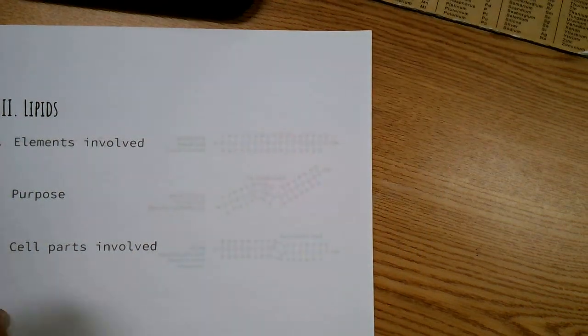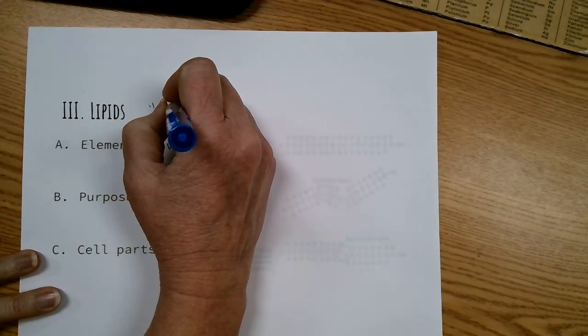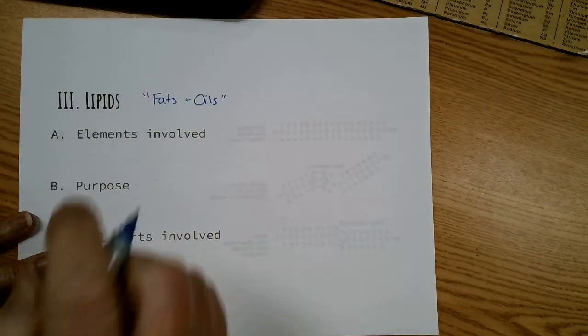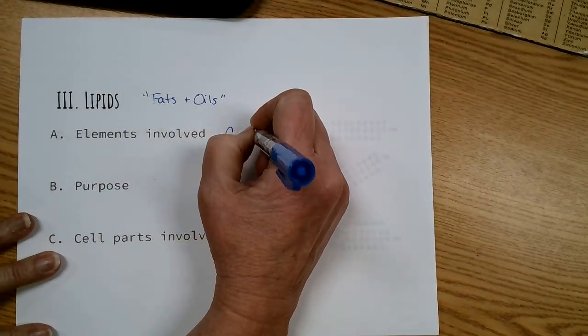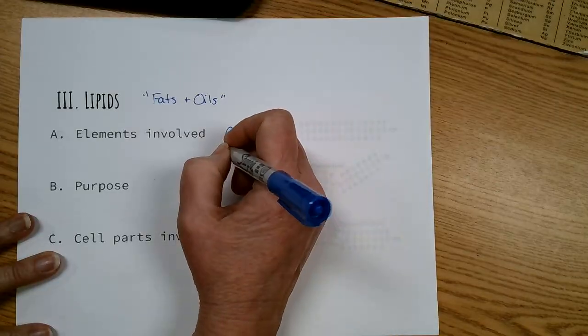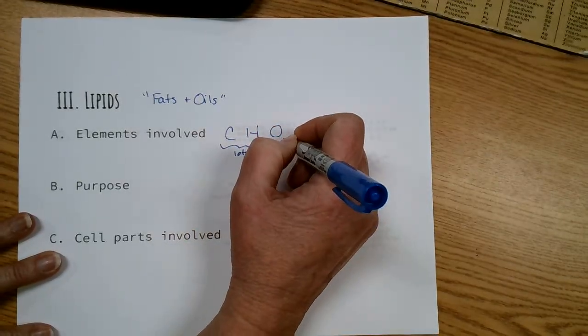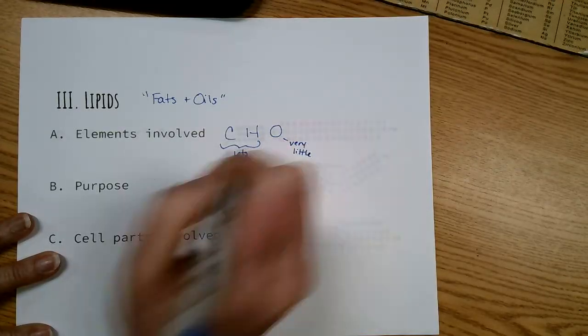All right, kids, it's our next video, and this time it's on lipids, better known as the fats and oils. Fats and oils. Yeah, the gooey things. Well, guess what? The elements involved in fats and oils, or lipids, are the same as carbohydrates: C, H, and O, but lots of carbon and hydrogen and very little oxygen.